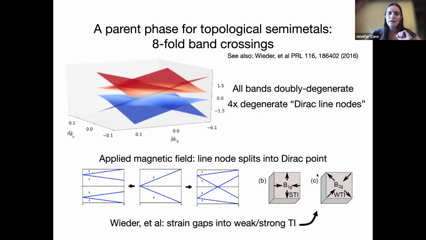So if you apply strain in different directions, you can open a gap and you can get either a strong TI or weak TI. If you apply a magnetic field, you can split up these degenerate line nodes and get either a Dirac type crossing or two Weyl type crossings. Actually, I think these are also Diracs. They're just in different directions, gapless and gapped. So this thing, depending on how you strain it or what perturbations you apply, can realize all different types of other topological phases.